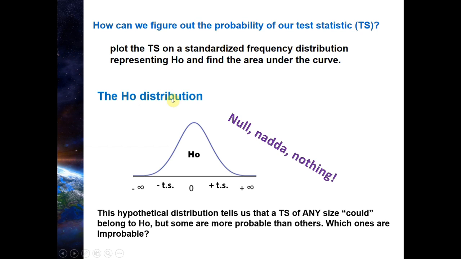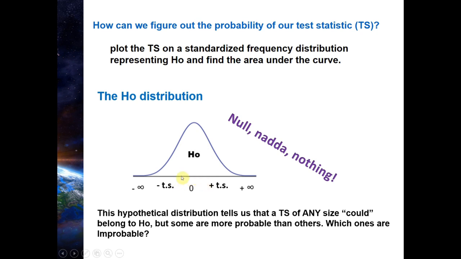What is this H0 distribution that I keep referring to? Well, H0, remember, says null, none, and nothing. H0 is saying, look, you can get values of your test statistic, and those test statistic values may still just represent sampling error, right? Because that's what H0 is. It's basically saying you have sampling error. So a test statistic, regardless of how big or small it is, or whether it's negative or positive, could still just be saying, look, it's just sampling error.